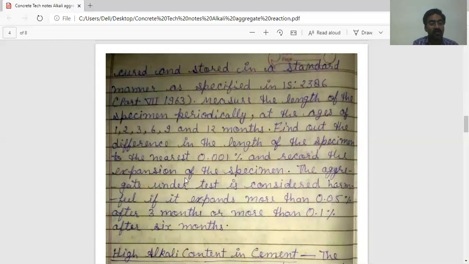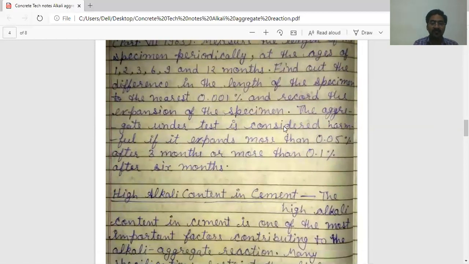Expansion is due to silica in aggregate or other types of minerals or reactive aggregate. The aggregate under test is considered harmful if the specimen expands more than 0.05% after 3 months or more than 0.1% after 6 months. This is the limit for deciding whether an aggregate is reactive or not.